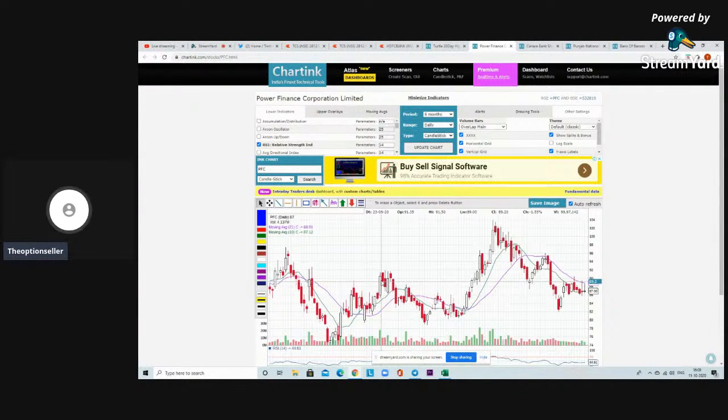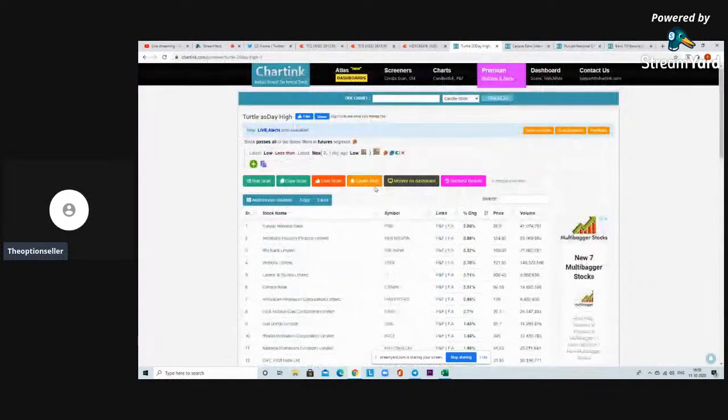No, this is not correct. It is not running correctly, this scanner, for some reason. Low less than max 1 day low. So see, generally how I use this is I select some 5-10 stocks.